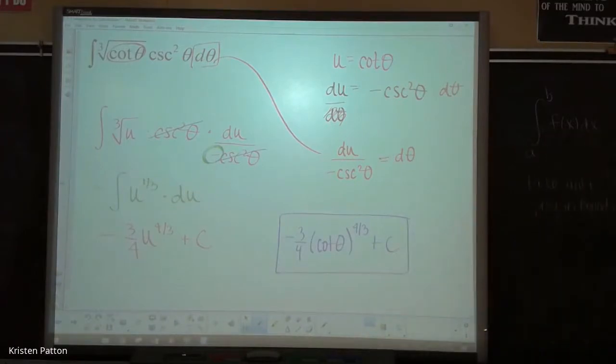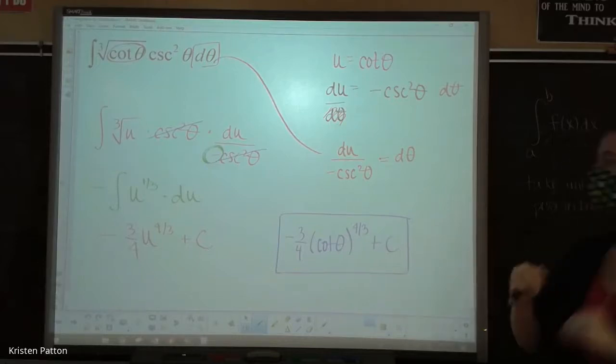Gosh, these are fun, huh? Different, but they're methodical, aren't they? Right? Pick a u, find its derivative, solve for dx. It's just a puzzle. Go put everything in its place.